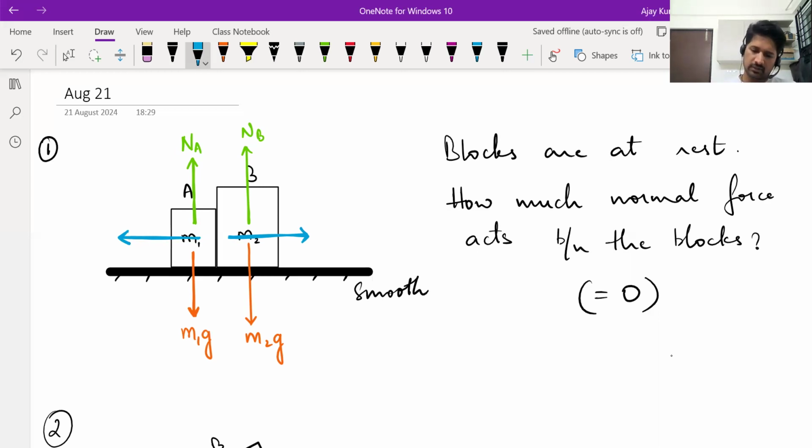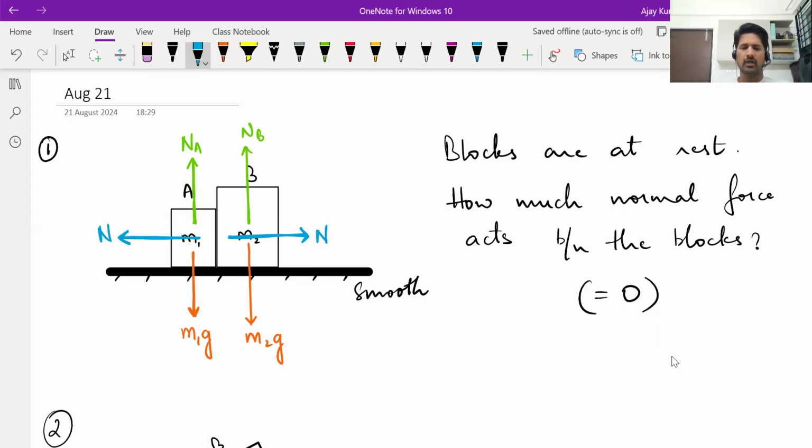Now, the normal forces from the horizontal surface are balancing the weights. So vertically, in the y direction, the forces are balanced. Normal force balances the weight of each block. Okay. Horizontally, if you consider this extra normal force, let's call it N.